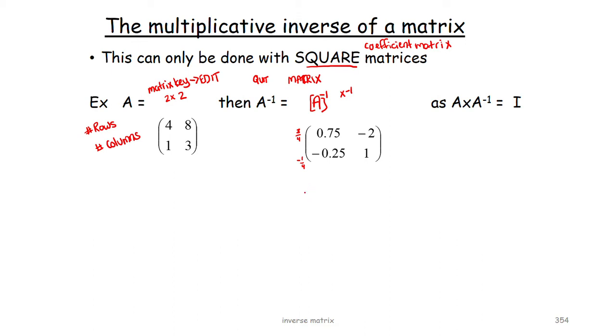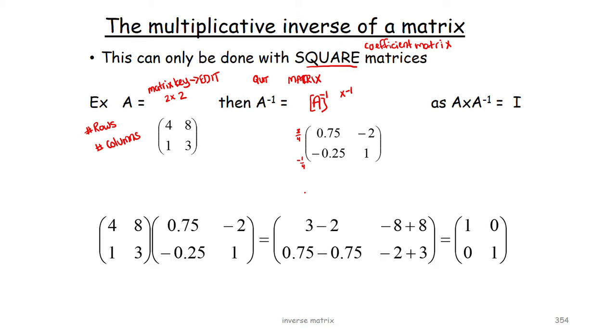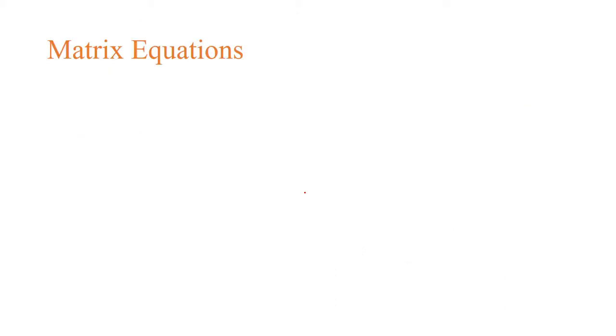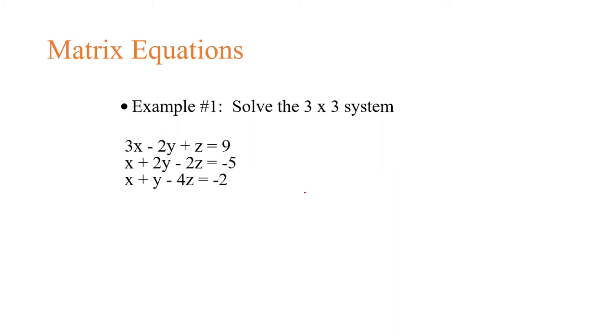Now, how can we use this to help us? We can use the inverse matrix to help us solve equations. So, we're going to solve a 3x3 system that normally takes up a lot of space on our paper. So write down this. We have 3x minus 2y plus z equals 9. Then x plus 2y minus 2z equals -5. Then x plus y minus 4z equals -2.